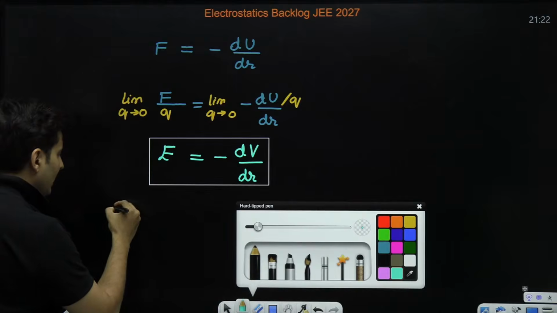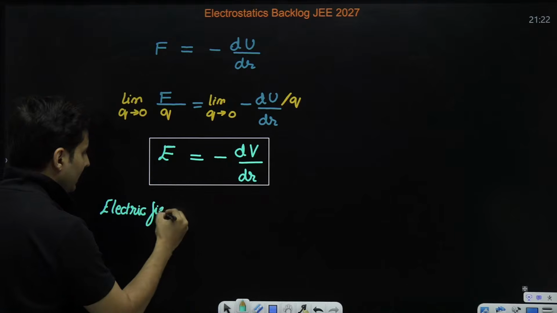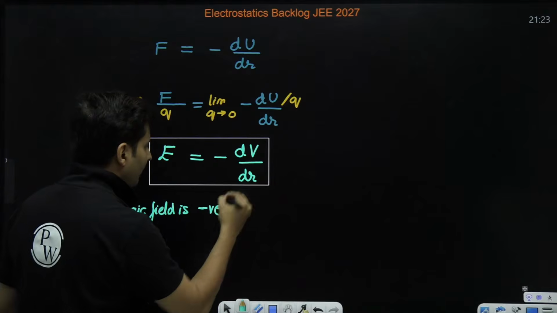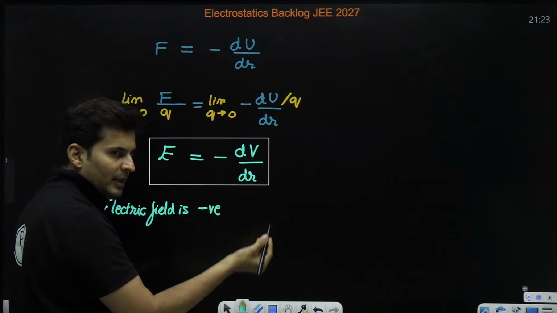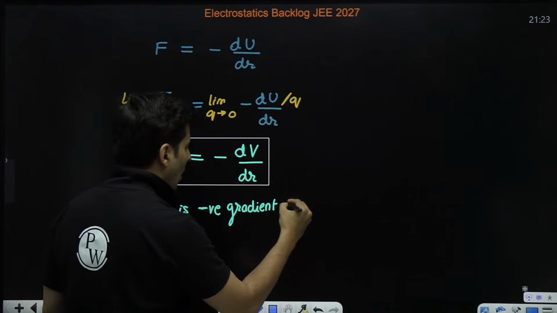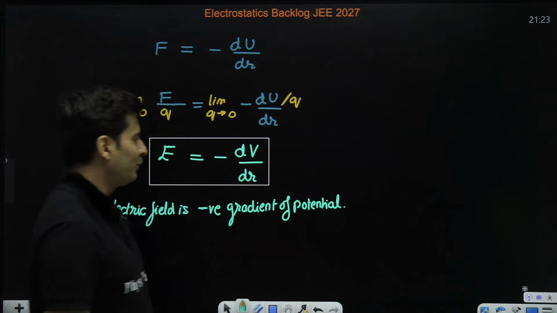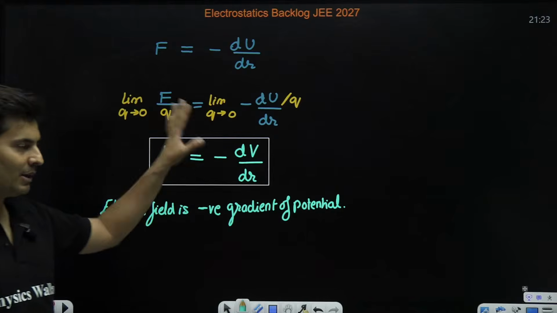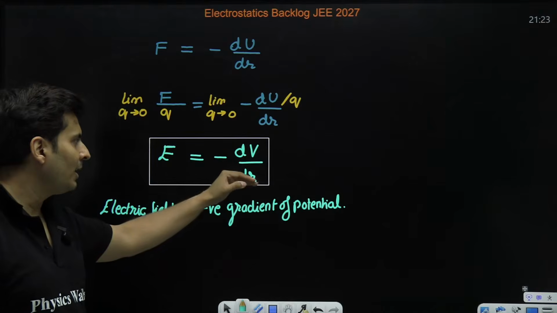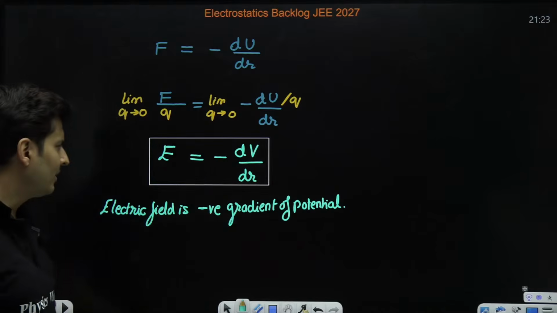So I can now say that electric field is negative d by dr. Remember, rate of change with respect to distance is called gradient. So the electric field is the negative gradient of potential. This is a very important discovery, a very important formula which you should definitely know. So electric field is minus dV by dr. If instead of field you use force, it will be negative dU by dr, one and the same thing.